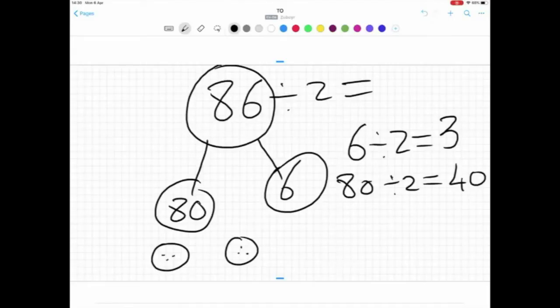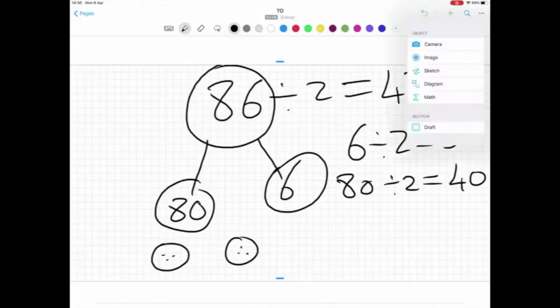The final step, yep, add them up together. 40 add 3 equals 43. So that was a nice little starter question. Let's make it a little bit harder.